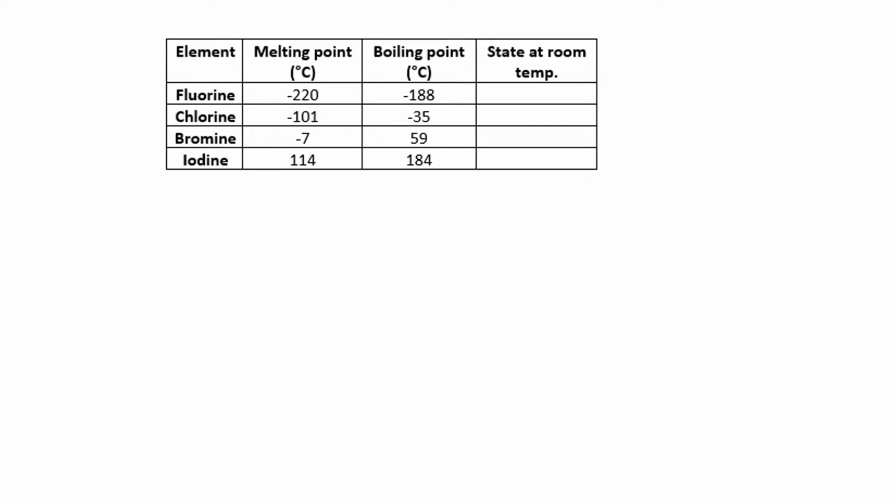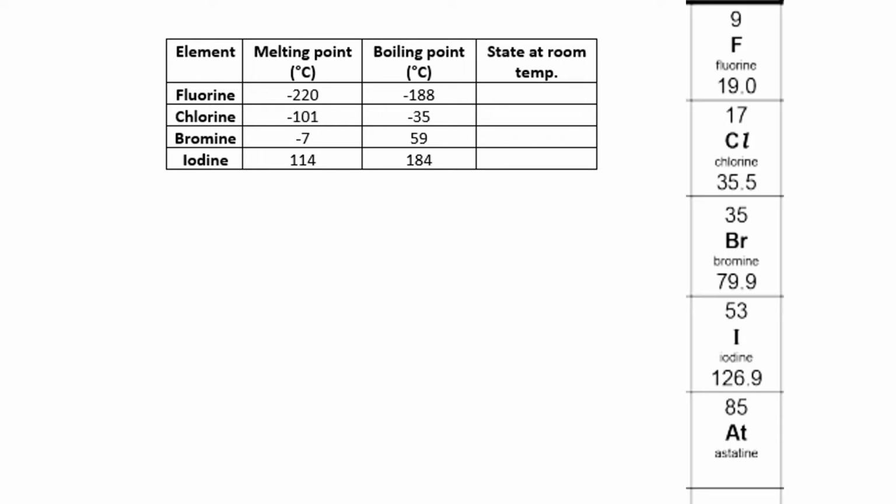Okay, so this is a classic kind of table you get in a question, looking at the halogens and asking to look at the trends, the patterns in the data. So the first thing I'm going to do when I look at this table, I'm thinking, okay, I've got 4 elements here. Are they in the correct order? So I'm going to look at my periodic table: fluorine, chlorine, bromine, iodine.